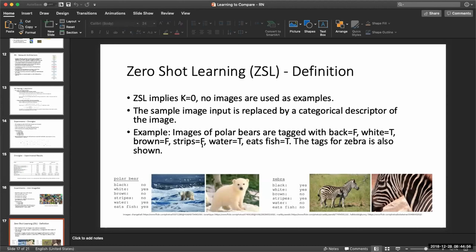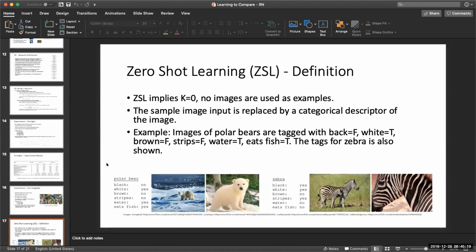Here is an example from AWA. That's Animals with Attributes. You can find that on the internet. And here are some images of polar bears, and here are attributes to the left.